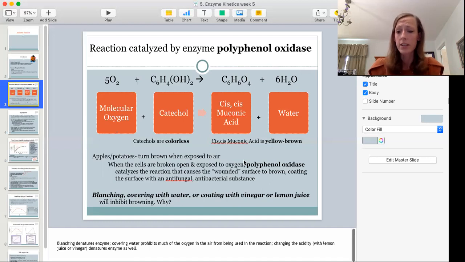This is actually a protective measure for the plant, because when the plant cells are broken open and exposed to the oxygen, then polyphenol oxidase catalyzes the reaction that causes that wounded surface, the broken cells, to secrete this brown coating. It's a substance that's actually an antibacterial, antifungal product for the plant. So it's actually a protective measure for the plant, but it's not so appetizing.